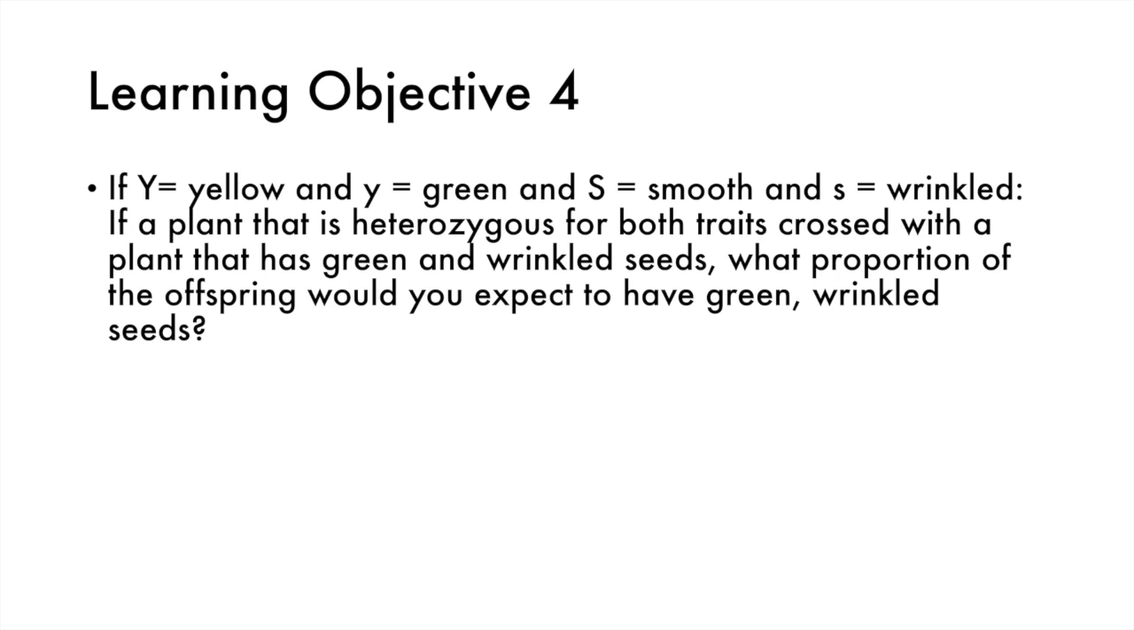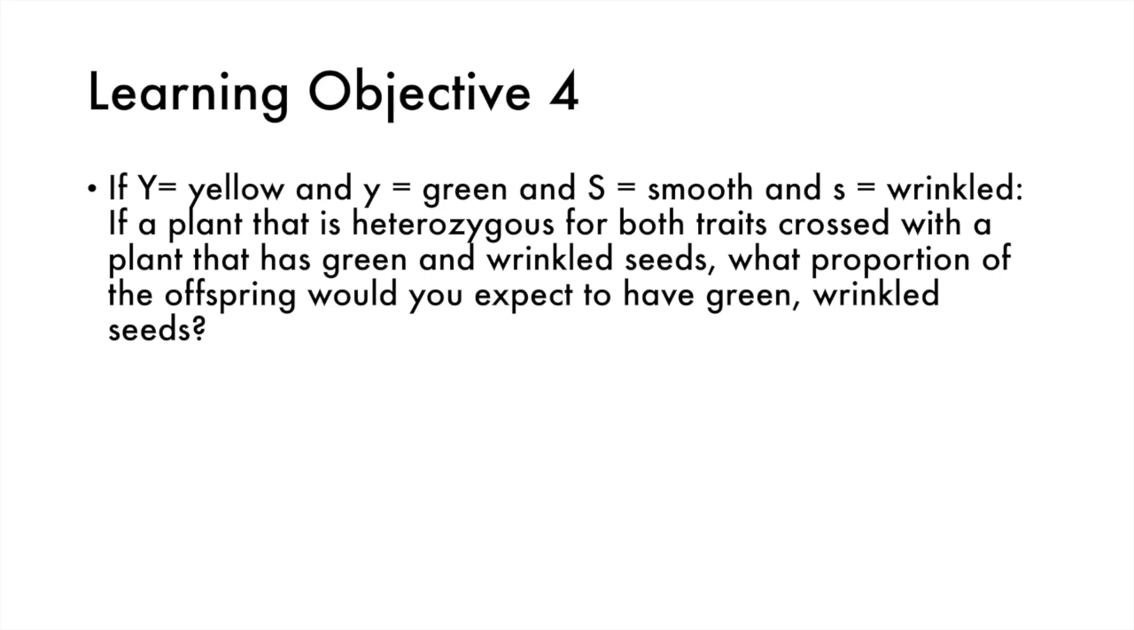Fourth learning objective is considering what happens if we look at more than one character at a time. So we talked about yellow and green seeds, but what happens if we add in a second trait, smooth seeds and wrinkled seeds? So if we have a plant that is heterozygous for both of these traits, crossed with a plant that is green and wrinkled seeded, or has both of the recessive characteristics, what proportion of the offspring would we expect to have green wrinkled seeds?